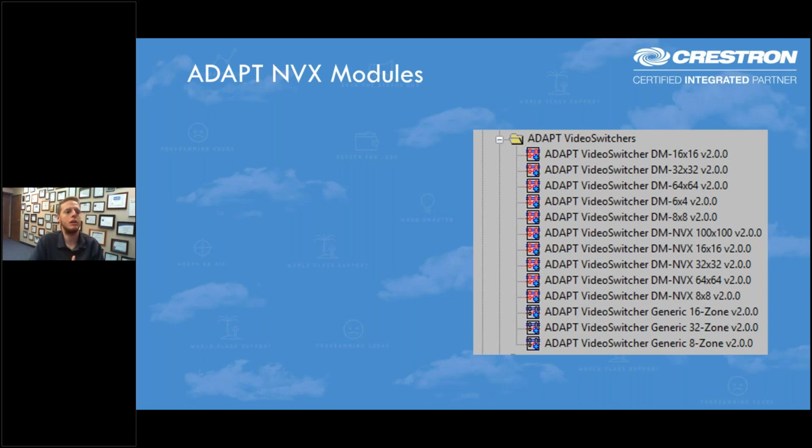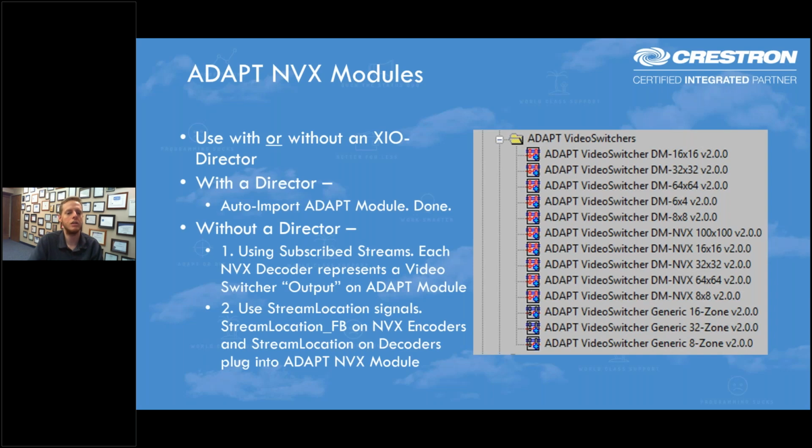And so as far as programming NVX now, the first thing I want to say is that you can, of course, use our NVX modules with or without an XIO director. If you are using an XIO director, notice that these Adapt modules that you see here have that red icon, which means that they can auto import onto that NVX director and you're done. You've programmed your video switch in Simple Windows. If you're not using a director, I totally understand. A director can sometimes just add that extra kind of cost barrier, and so I totally understand not using a director. There's two different ways you can do this.